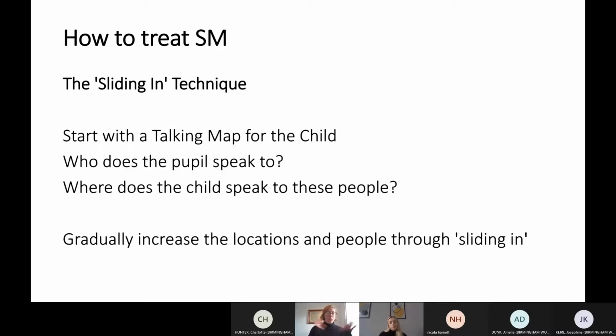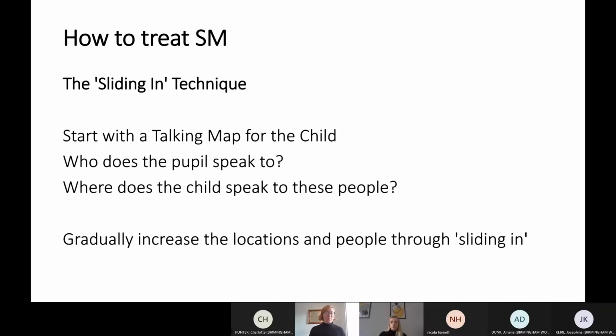So a formal technique for treating selective mutism, that would be carried out, supported by a speech and language therapist and or a psychologist, is the sliding in technique. If you have a school or professionals who feel confident to do this, maybe if they've got the Maggie Johnson handbook guide, but really it should be guided by a speech and language therapist. But we'll come on to why, particularly in our situation, that's quite difficult.